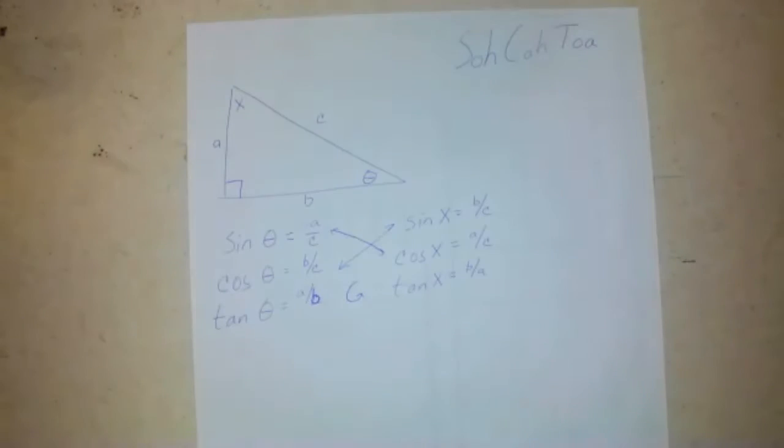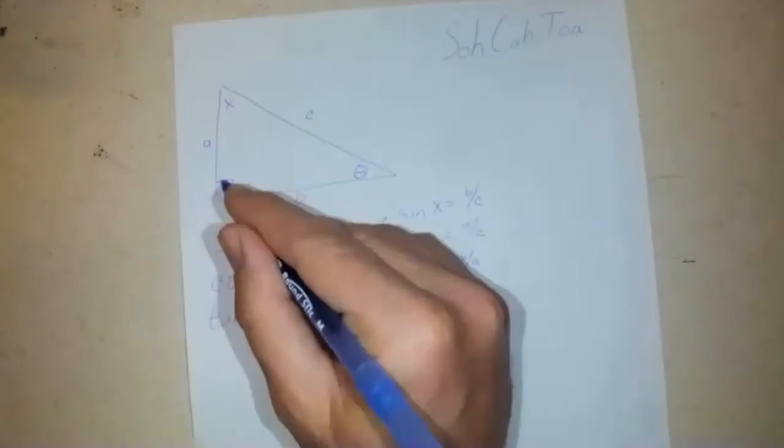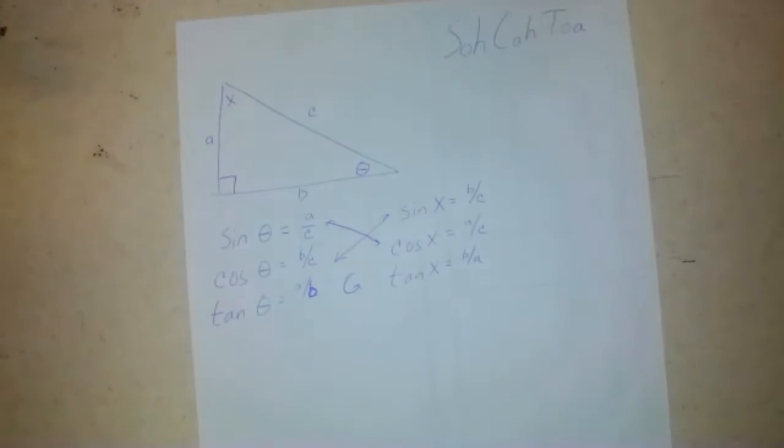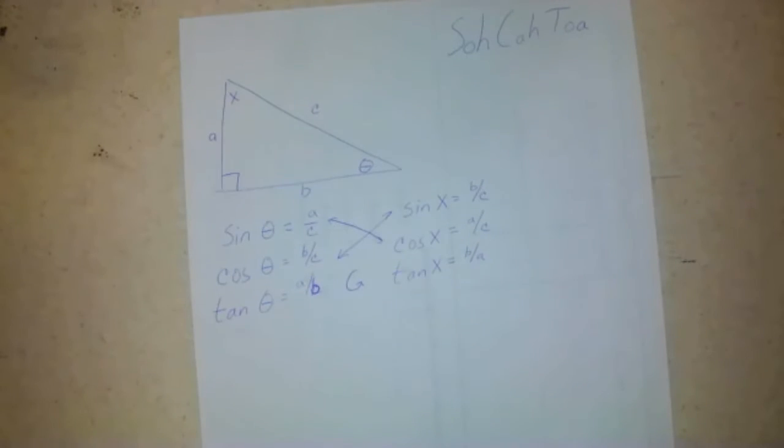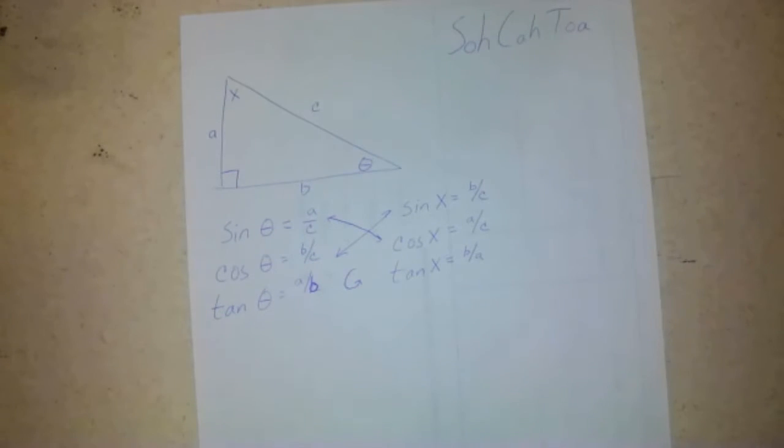Noting that the three angles in any triangle add up to 180. So since there's 90 there, those two have to add up to 90. Therefore, they are complementary. This is true of any two complementary angles, that the sine of one will equal the cosine of the other. Okay, so that is the basic gist.